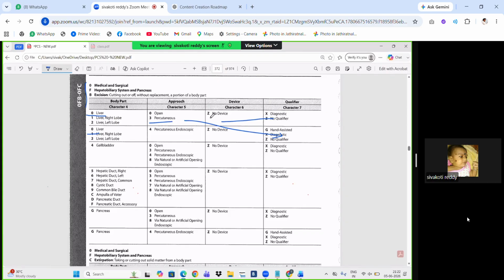Then sixth character, no device. In the seventh character, we have diagnostic and no qualifier. What do we need to take? Diagnostic or no qualifier? Diagnostic. Then 0FB03ZX.